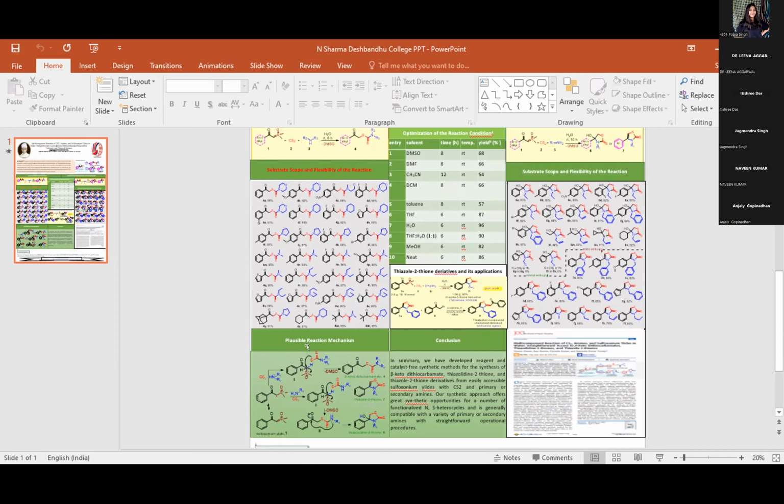In conclusion, we have developed a versatile, catalyst-free, straightforward synthetic method for beta-ketodithiocarbamates, thiazolidine-2-thiones, and thiazole-2-thione derivatives from easily accessible beta-keto sulfoxonium ylides with CS2 and primary as well as secondary amines. Our synthetic approach offers a great synthetic opportunity for a number of functionalized nitrogen-sulfur heterocycles and generally works well with a wide range of primary or secondary amines with this simple operating procedure. Thank you.